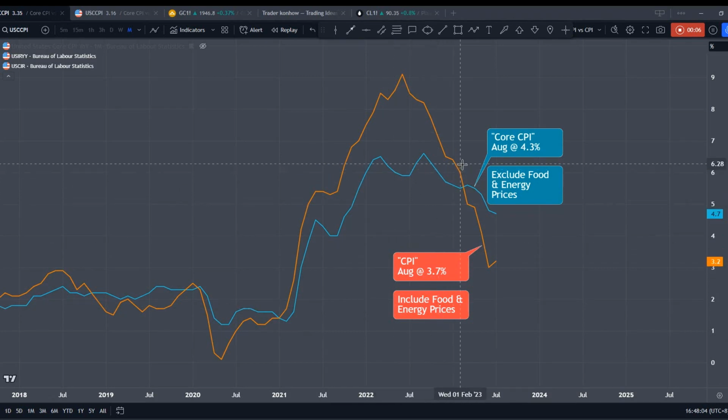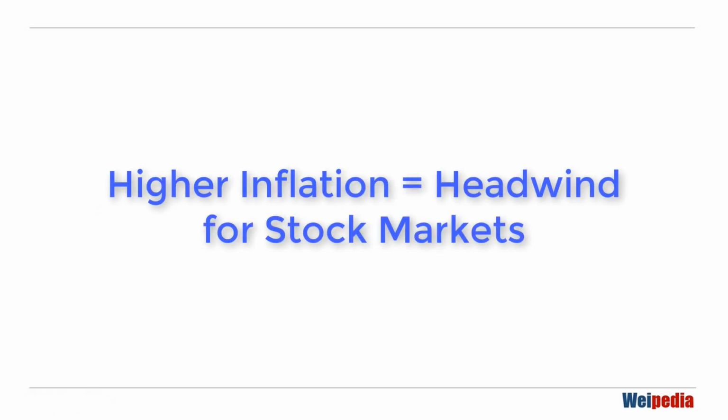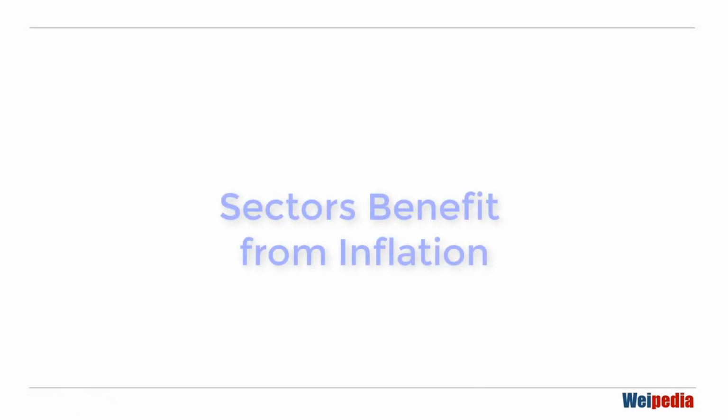Core CPI versus CPI. Some say core CPI is a better benchmark compared to CPI data to track inflation. Knowing which way CPI inflation is going will sharpen our investment decisions. If CPI data is still trending up, the majority of stocks will be under pressure. However, there are also other sectors that will benefit from rising inflation.